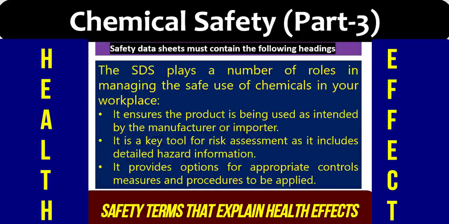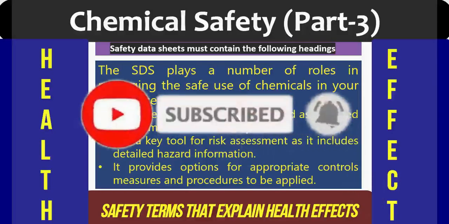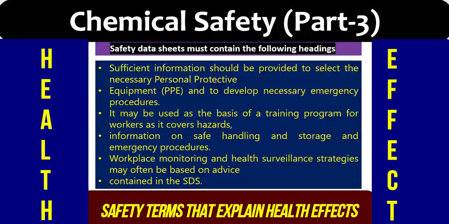The SDS plays a number of roles in managing the safe use of chemicals in your workplace. Let us discuss how. Number one, SDS ensures the product is being used as intended by the manufacturer or importer. Number two, it is a key tool for risk assessment as it includes detailed hazard information. Number three, it provides options for appropriate control measures and procedures to be applied. Number four, sufficient information is provided to select the necessary personal protective equipment. Number five, PPE, personal protective equipment, and to develop necessary emergency procedures.